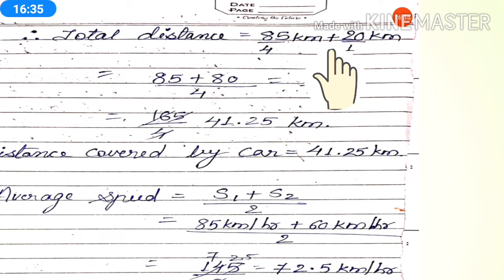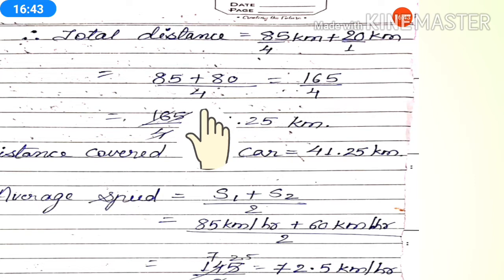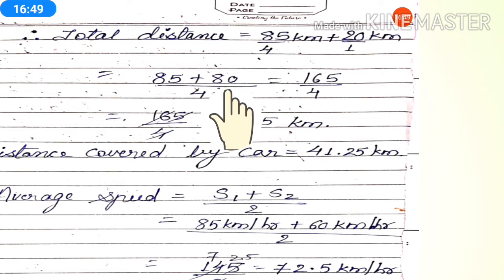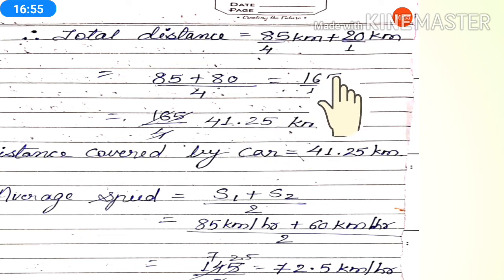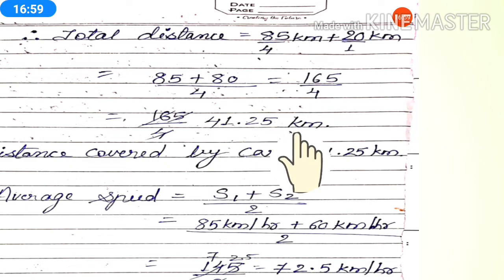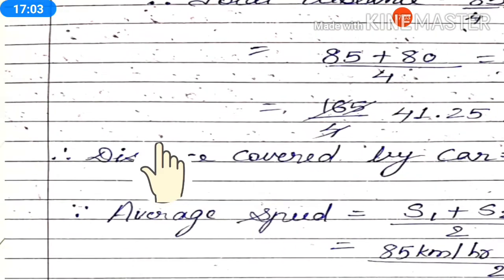You know this is very easy, the addition of fractions. There are two fractions, this one and that one, so we are adding the two fractions. You know that method. So this is LCM and then cross multiplication. 85 ones are 85, 4 twenties are 80. When you add 85 plus 80, it will be 165 and divide by 4. So 165 divided by 4, the answer will be what? 41.25 kilometer.